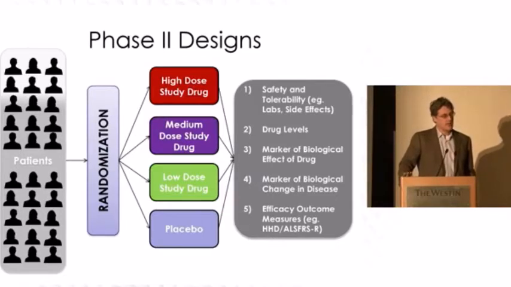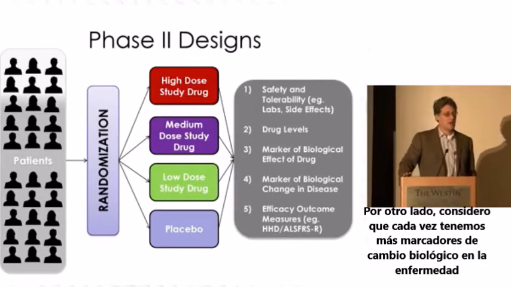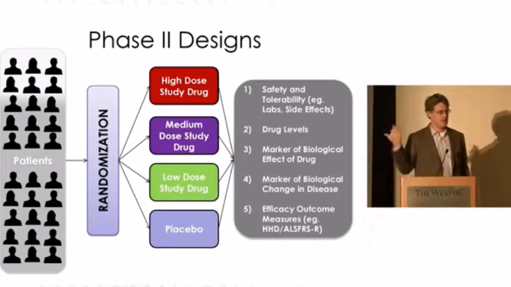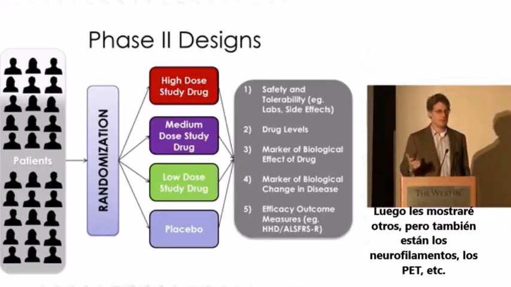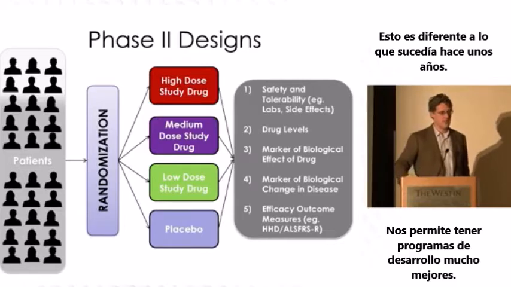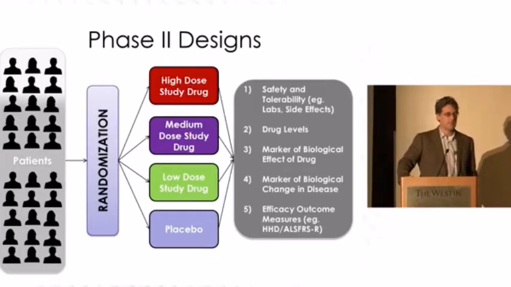We also, I think, increasingly have markers of biological change in the disease. One of these is something that Jonathan talked about, which is these dipeptide repeats in people with C9 ALS. There are others, and I'll show others, but neurofilament, we now have some PET scans. So we are building cases for a variety of biological biomarkers that reflect some aspect of ALS. And that's different than a few years ago, and I think it will be a big improvement. It will allow us to have much better clinical development programs.